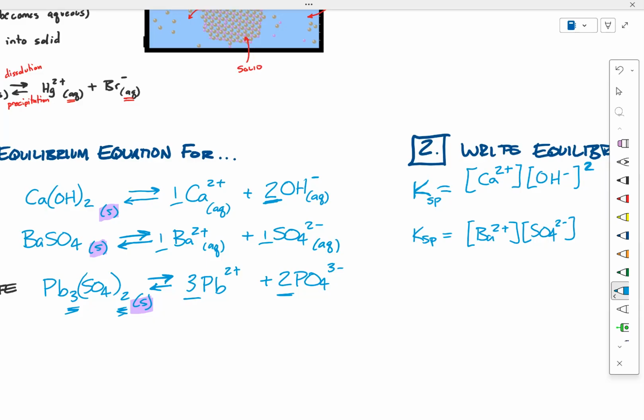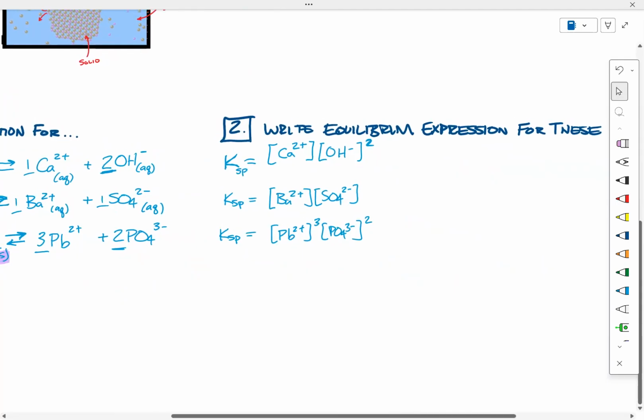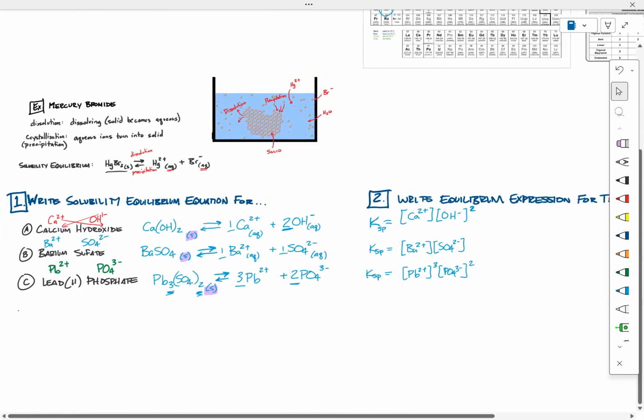One more example. When writing the third example, you will write Ksp equals. You will take the products, which is Pb2+ and PO4 3-, and you will raise those each to the appropriate power. The PO4 3- gets squared, while the Pb2+ gets cubed in this equilibrium expression. These are two really important steps when you're calculating the solubility of different substances. It's the first step to finding solubility. Hope you can practice and get good at writing equilibrium equations and equilibrium expressions.